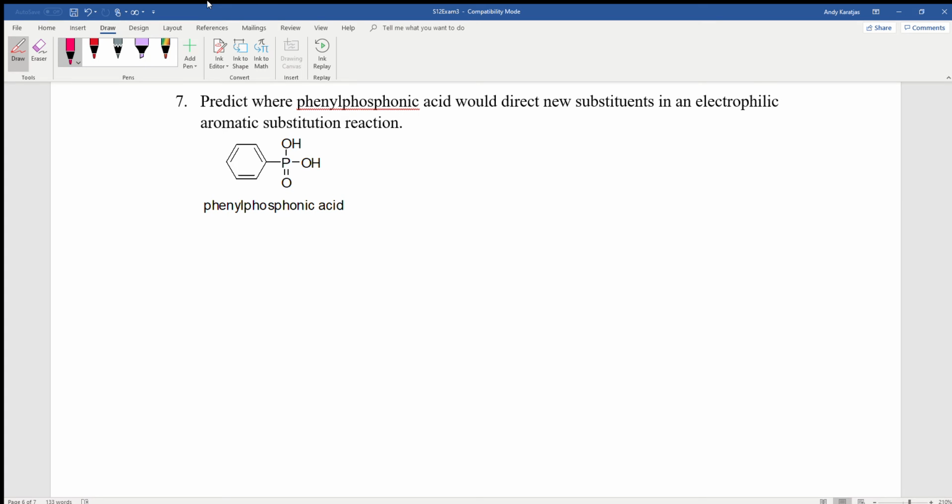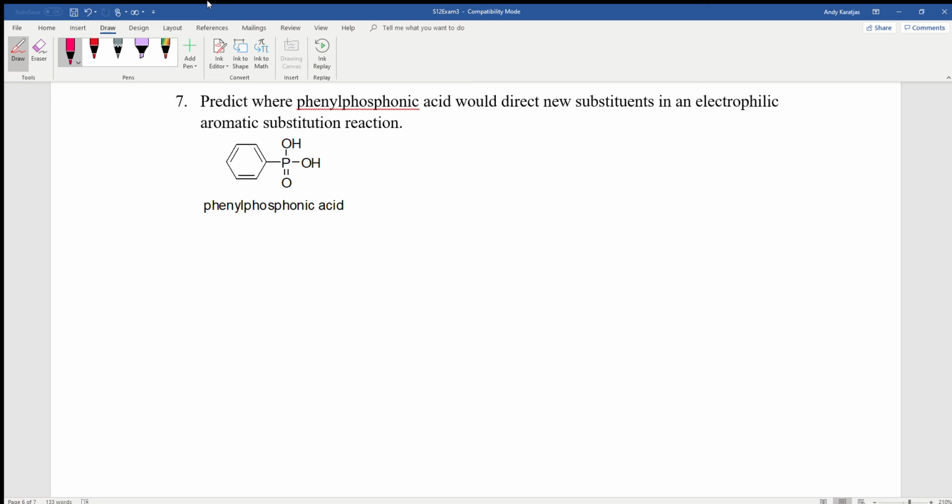So as we've learned about different aromatic compounds, the presence of substituents will influence where new substituents go in any sort of electrophilic aromatic substitution reactions. Now, in this case, we have a group that we haven't seen before. And so we're trying to determine what it will do to the reaction as it takes place.